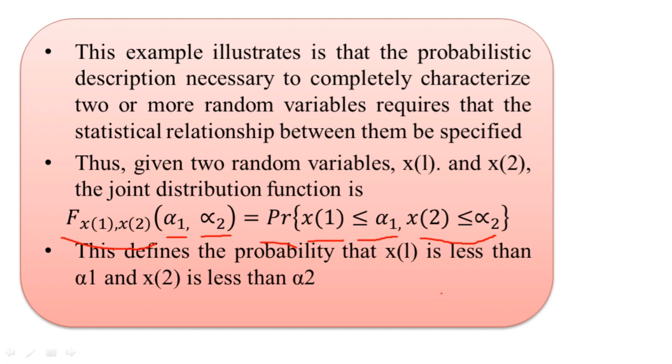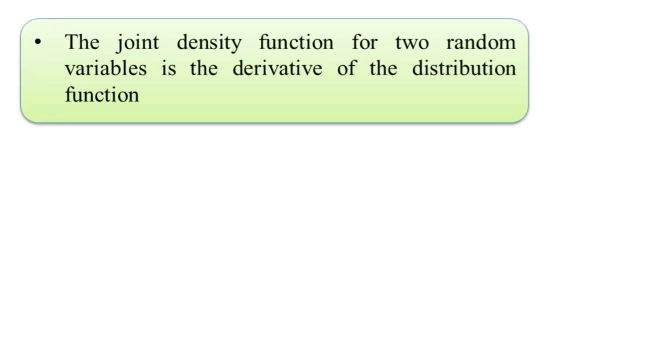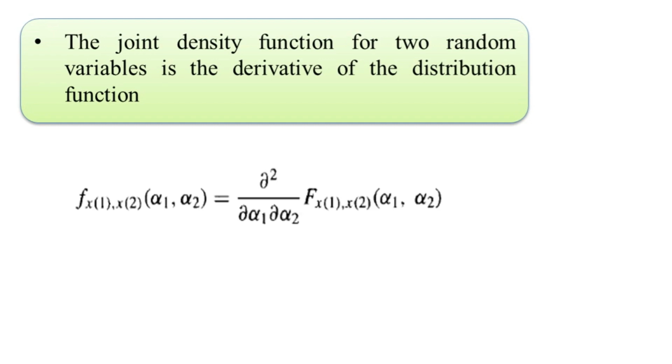Now from the probability joint distribution function we shall move forward to the joint density function, and this is of course for the two variables here. So it is of course the derivative of the previous equation, and this equation can be represented as follows. For the probability density function we represent small f, so small f suffix x1, x2 as a function of alpha 1, alpha 2.